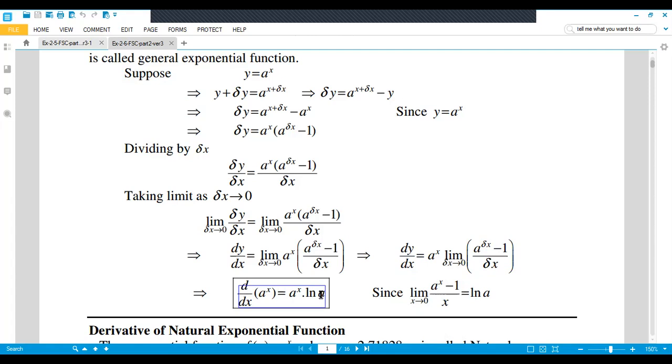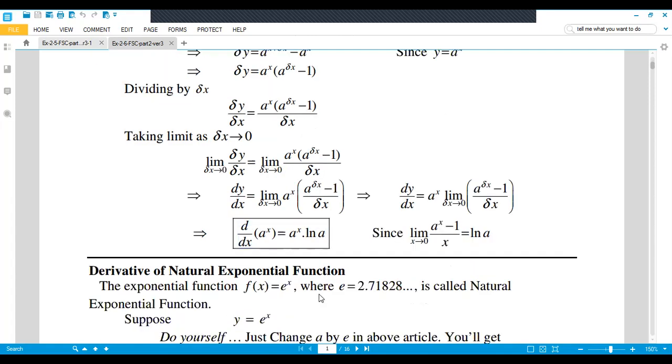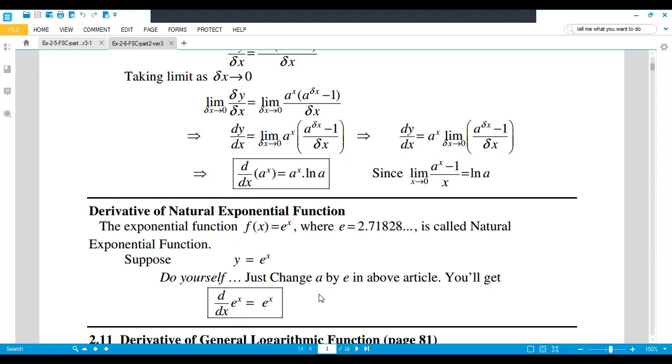So this is the proof of a power x. When you take the derivative of a power x, it will be equal to a power x natural log of a. Sorry, now the derivative of the natural exponential function. When you take the derivative of the exponential function, it will be the same, e power x. If in the power there is some other value, we take the further derivative of the power. The exponential function f of x is equal to e power x, where the value of e, you know, is 2.71828, is called the natural exponential function.